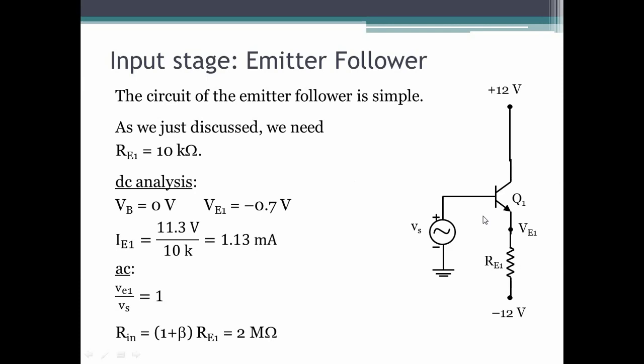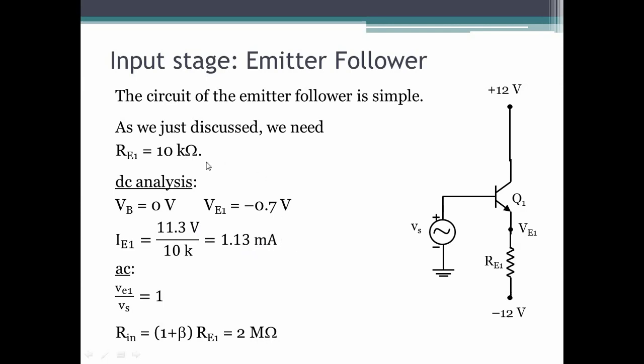Now let's do the analysis of this circuit, because we need the analysis to find the performance parameters. So we say, well, the DC base voltage is 0, plus 0.7 across the base emitter. So the emitter voltage is minus 0.7. The resistance is 10 kilo ohms. So we find the current. The current is 12 minus 0.7 is 11.3 divided by 10 kilo ohms, which is Re. So we get 1.13 milliamps, which is good. This is in the 1 to 10 milliamp range.